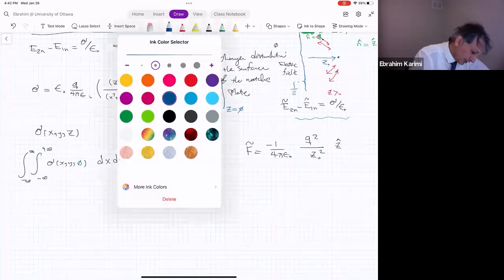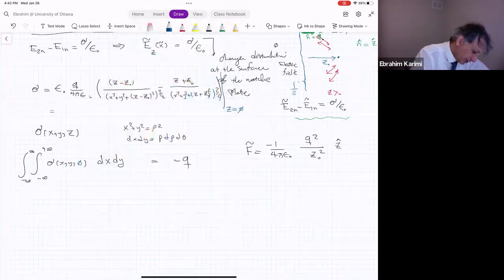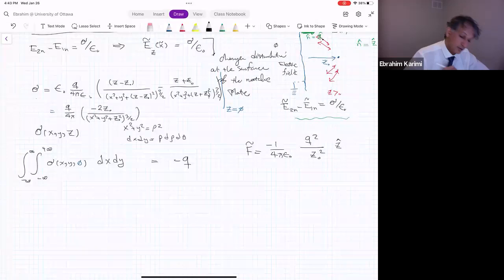So essentially, there is a step missing here. It will be epsilon naught, which goes away, by the way. It will be Q divided by 4 pi, and that will be minus Z, twice with a negative charge. It will be minus 2Z0 divided by x squared plus y squared plus Z0 squared, to the power of 3 divided by 2. Is that right?